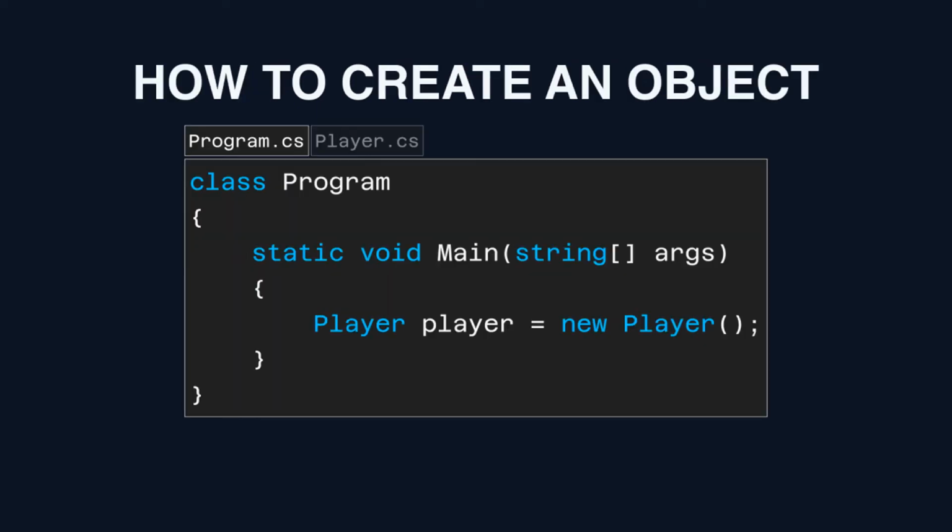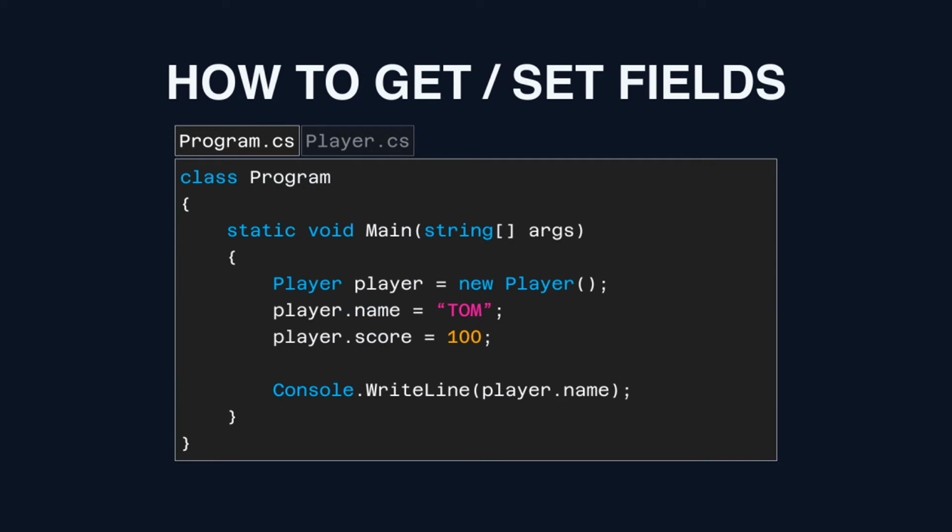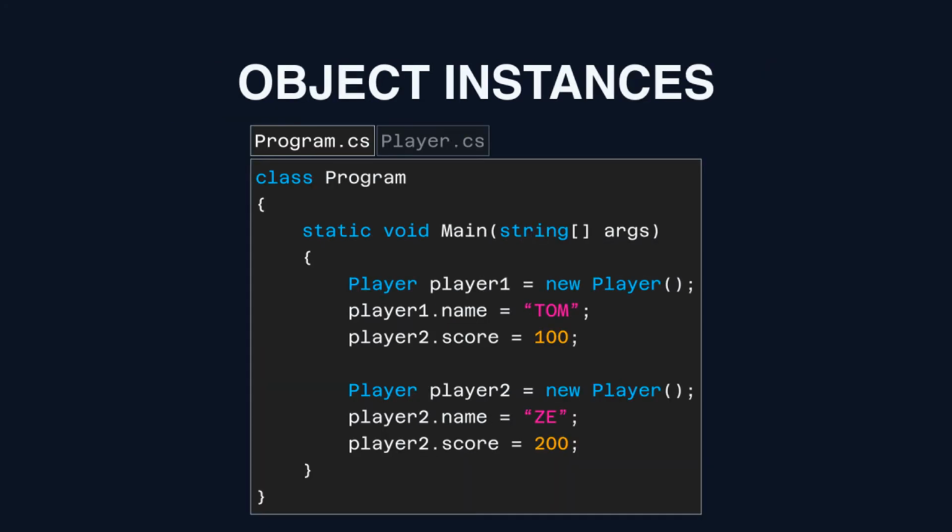To create an object, we declare a new variable of the class type, give it a name, and after the assignment operator we use the keyword new followed by the class name and a set of parentheses. To access the fields in the object, we add a period after the object name followed by the name of that field. This way we can set values to the object fields or get the value and use it in our program.